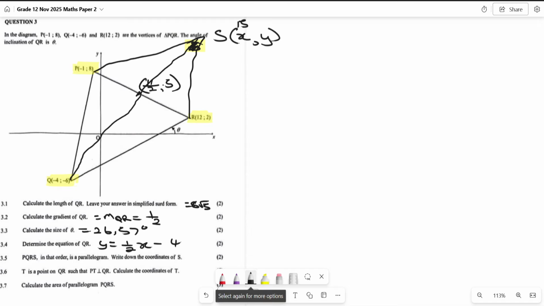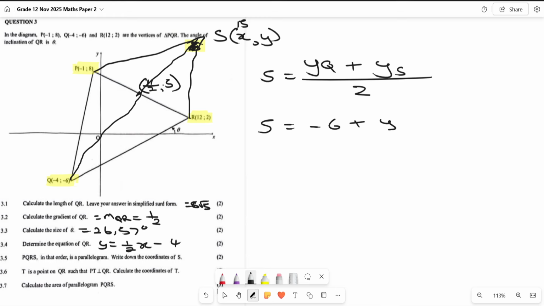Now let's find the y value of this. What do we do? Very simple. We know the y value of the midpoint is 5, which is equal to the y value of Q, so I'm going to say y of Q plus y of S, over 2. Now, this is 5 already, so 5 is equal to the y value of Q, which is minus 6, plus the y value of S, which I'll be looking for, divided by 2. Cross multiply, 10 is equal to minus 6 plus y of S. Anyways, y of S is going to be equal to 16.